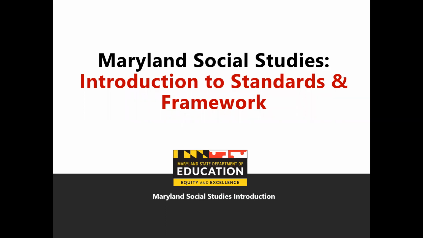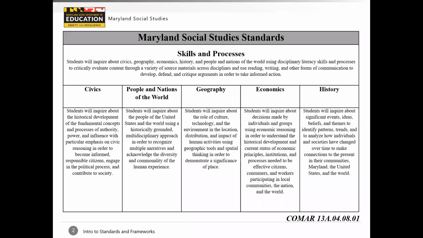Welcome. This is an introduction into the Maryland Social Studies Standards and Framework documents. In Maryland, Social Studies has 6 standards. These standards were last updated in 2020 and are officially found in the Code of Maryland Regulations, or COMAR.